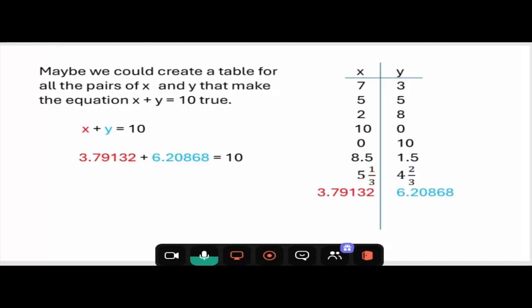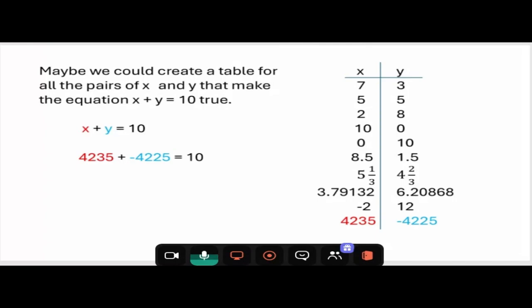How about really complicated decimals? Why not, right? 3.791132. If you add that x value to a y value of 6.20868, you will get 10. So that is a pair that makes the equation true. Now how about negatives? Yes. -2 plus 12 is 10. So there's another x y pair that makes the equation true. Or we could get really, really big numbers. 4,235 plus negative 4,225, those add up to 10.